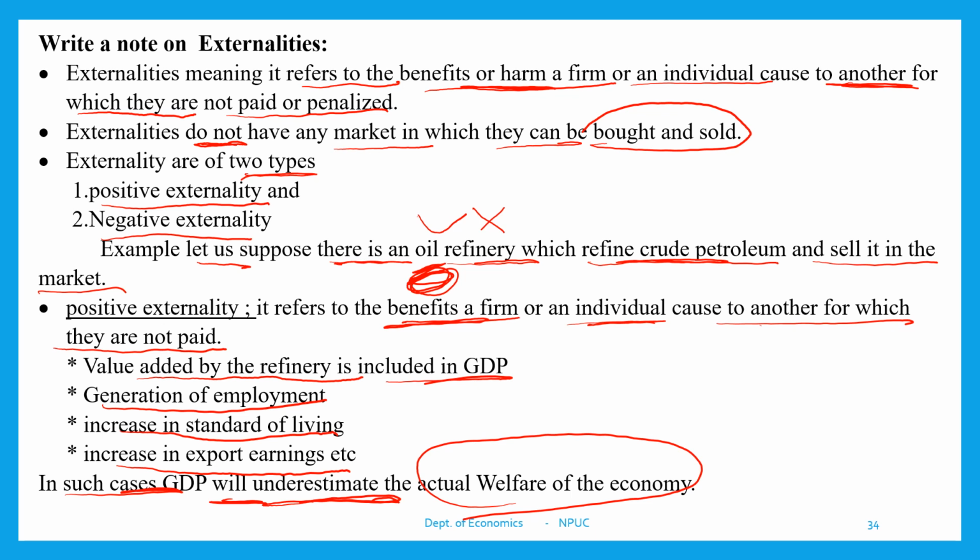The value added by the refinery is included in the GDP. The remaining, because of establishing the oil refinery, so many other people will have an opportunity to get employment and increase their standard of living, and they are going to contribute a lot to export earnings. So when it is not included in the GDP, then GDP will be underestimating the actual welfare of the economy.